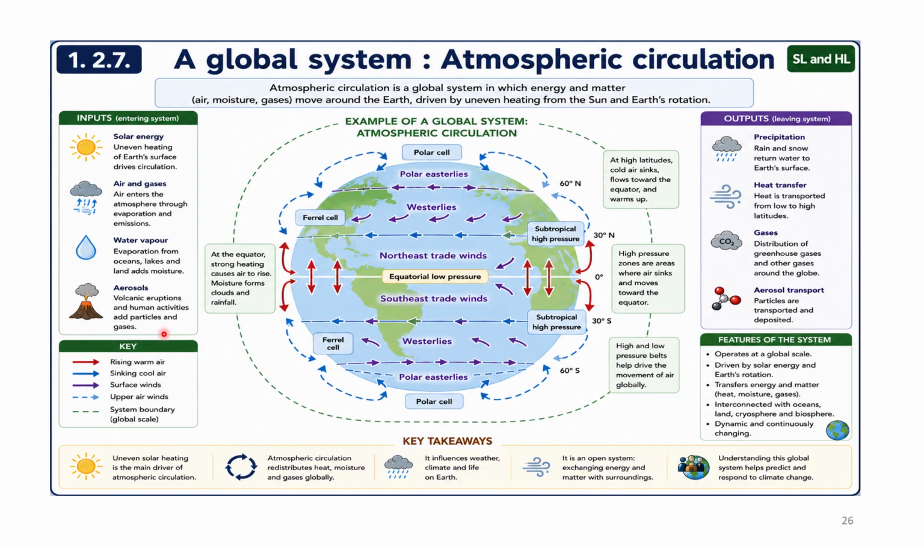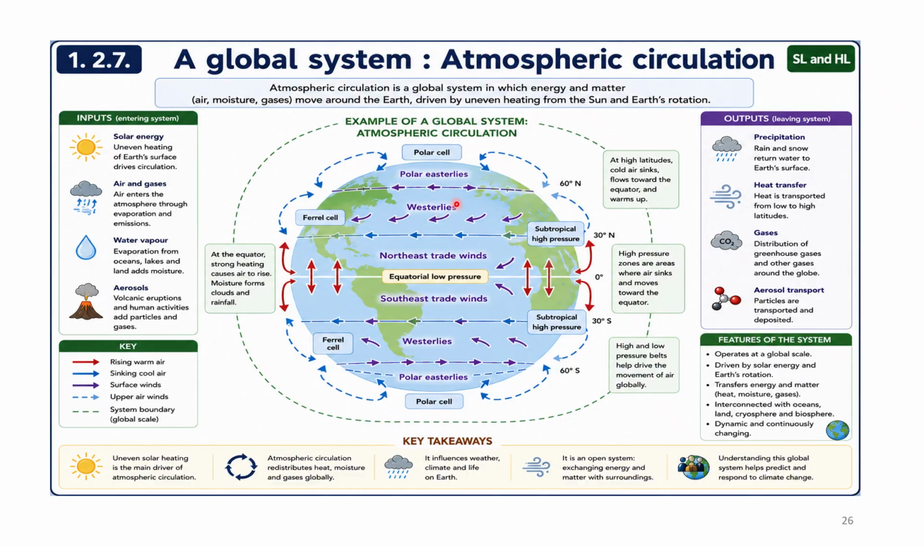At the equator, intense solar heating causes warm air to rise, creating a zone of low pressure and heavy rainfall. As air moves poleward, it cools and sinks around 30 degrees latitude, forming subtropical high-pressure zones. These movements create the Hadley, Ferrel, and polar cells, along with major wind systems such as the trade winds, westerlies, and polar easterlies.